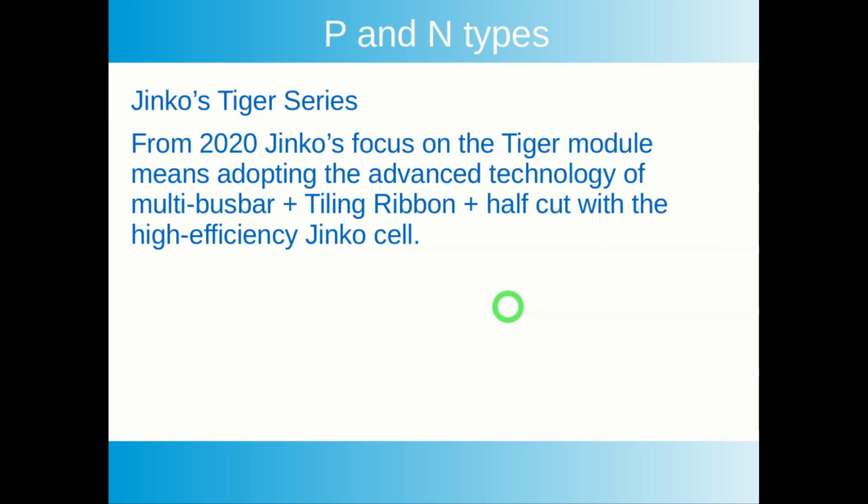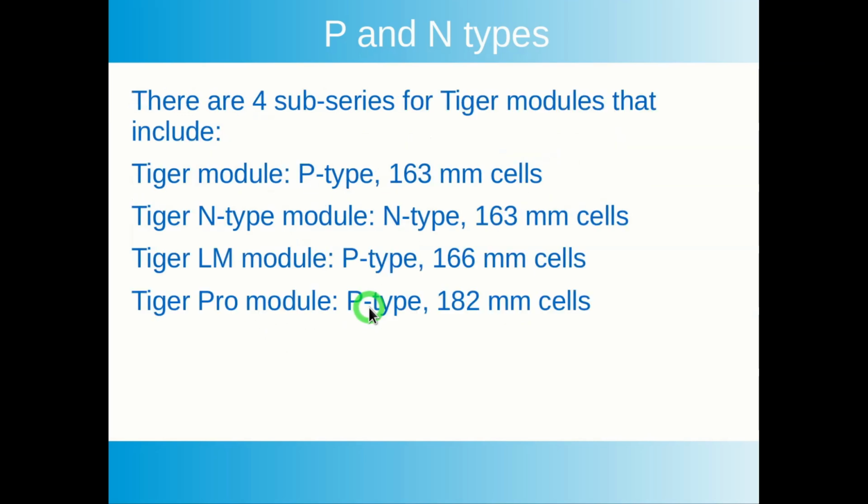One of the largest manufacturers, Jinko, has a Tiger brand module, and the technology they're focusing on is multi-bus bar, tiling ribbon, half cut with high efficiency. There are four sub-series in the Tiger modules. They include P-type and N-type cells in these modules.